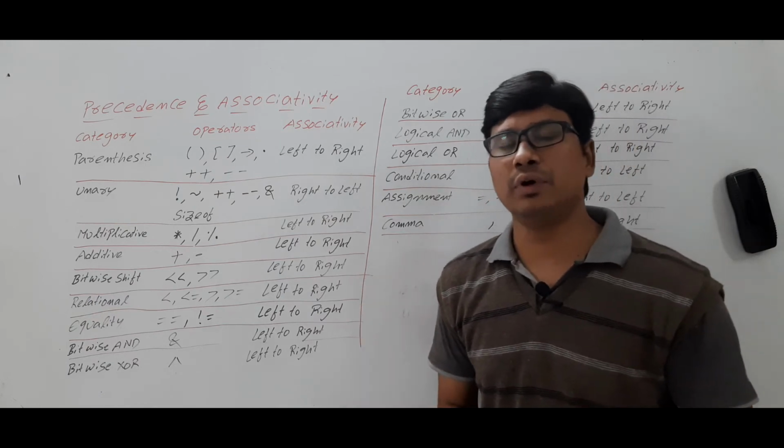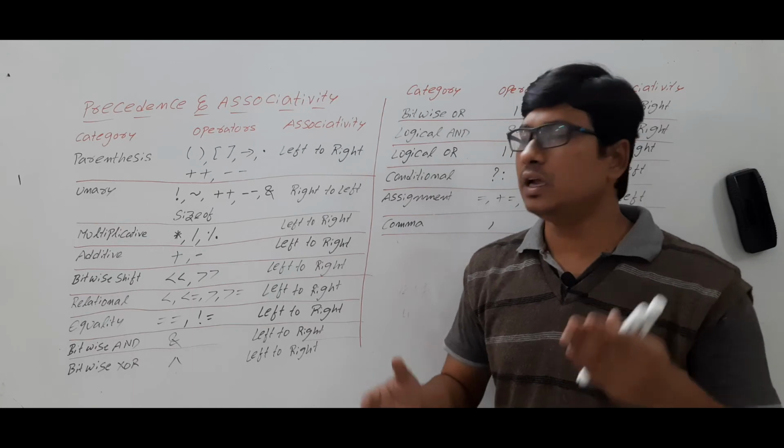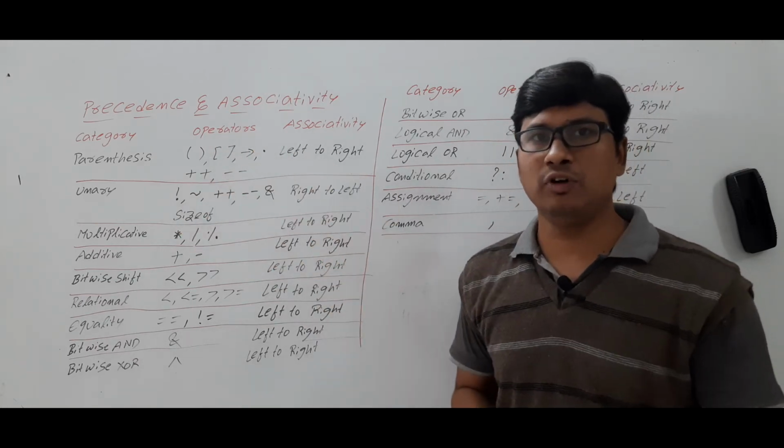So I hope you have understood what is the priority or precedence, and what is the associativity, and what is the precedence and associativity for each type of operator.